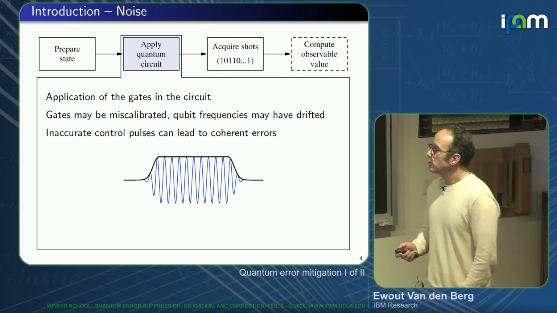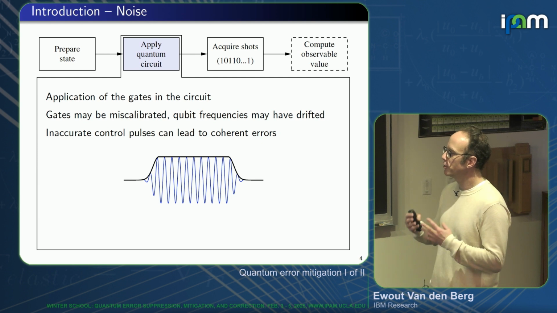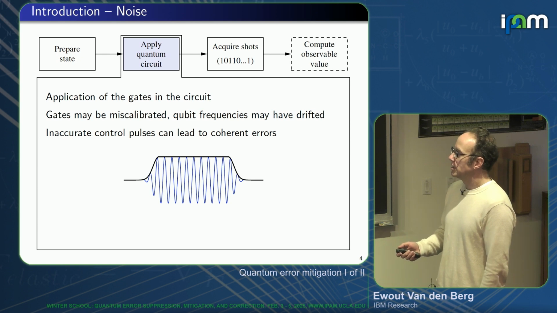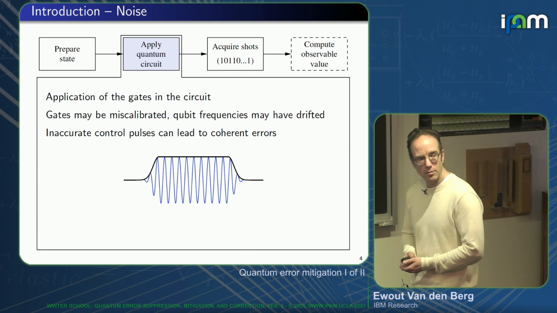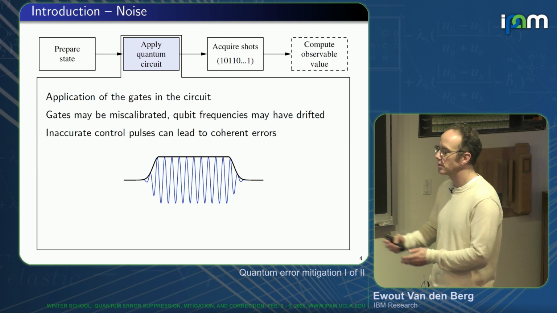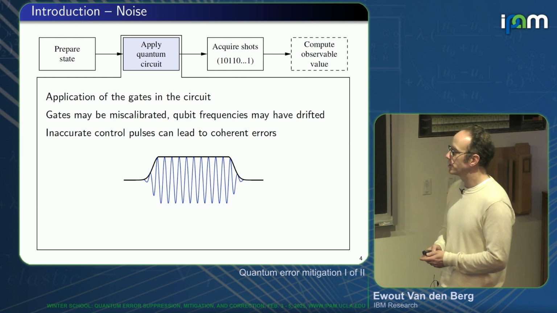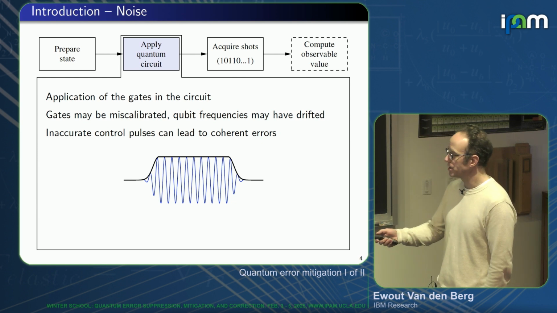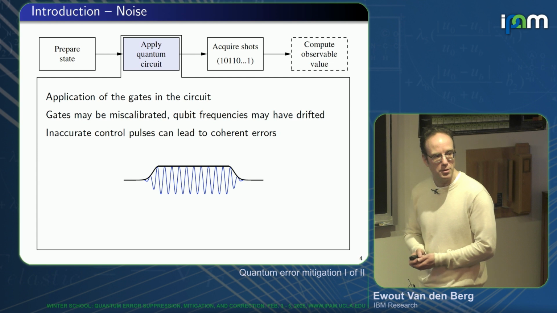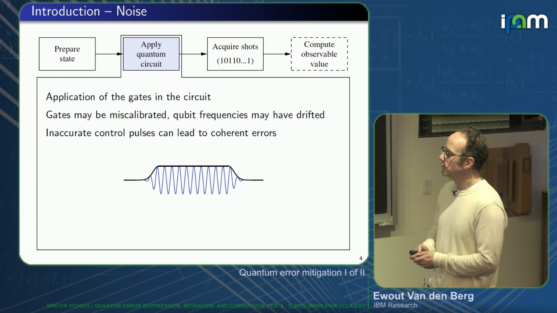Okay. Then, of course, you want to apply a quantum circuit, and in superconducting quantum systems, that means that if you want to apply the individual gates, that amounts to microwave pulses. So in this case, the gates may be miscalibrated, right? The frequencies of the qubits may have shifted or just drifted over time. And there may not be accurate enough control of the pulses, so that can lead to coherent error. So, for example, here's some pulse with an envelope, and maybe what happens is the amplitude is not high enough, so you don't put enough Hamiltonian in there, so you don't really do the rotation you want.